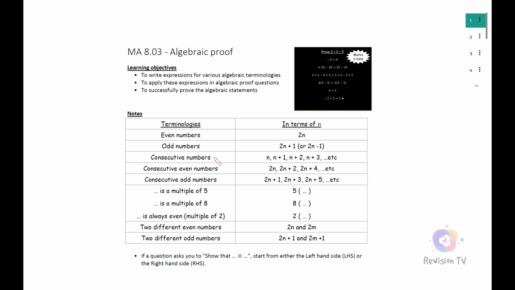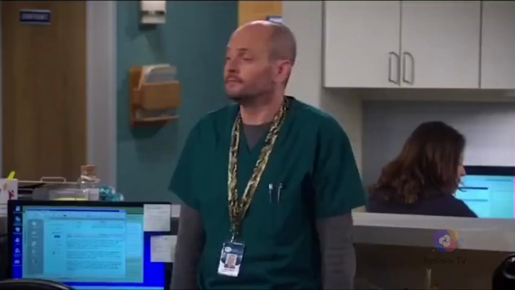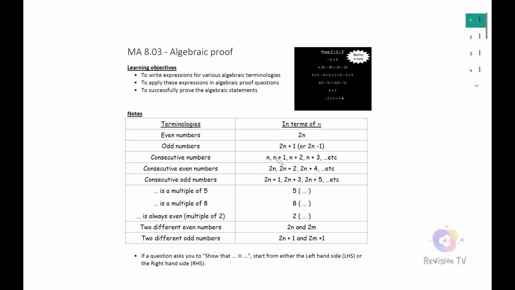Consecutive numbers, if you're next to each other, the first one will be n, then n plus 1, n plus 2, n plus 3, etc. Again, you can use n minus 1, n minus 2, n minus 3, but I would tend to avoid negatives if at all possible. Next one, consecutive even numbers. If the first even is 2n, the next one will be 2n plus 2, and then plus 4, plus 6, etc. Consecutive odd numbers, the first one is 2n plus 1, so every time we add 2, so it'll be 2n plus 3, 2n plus 5, 2n plus 7, okay?